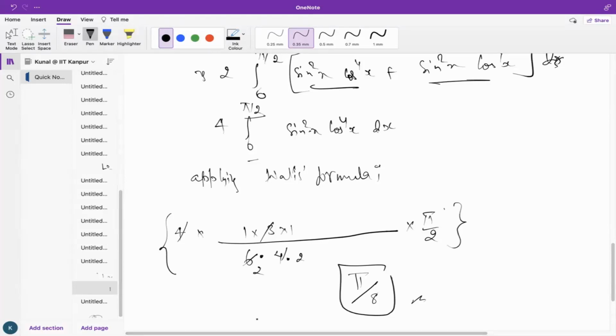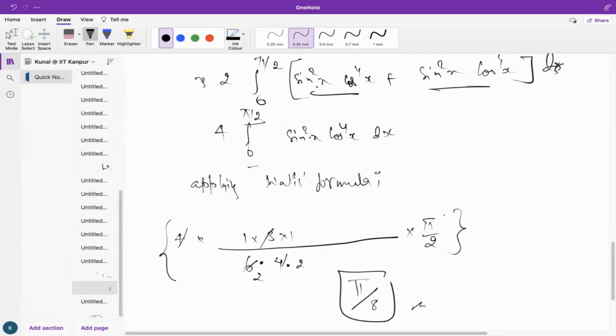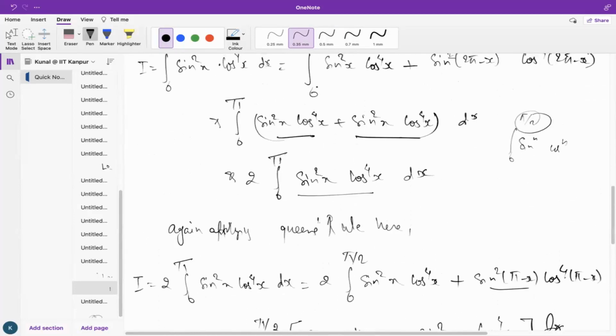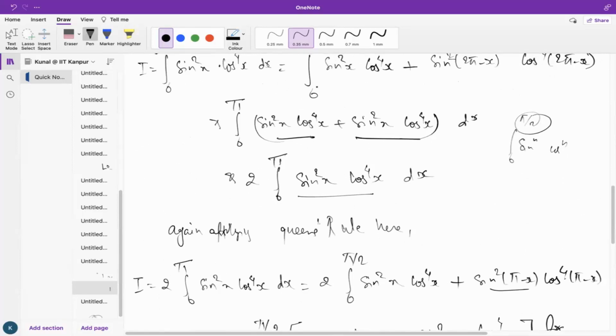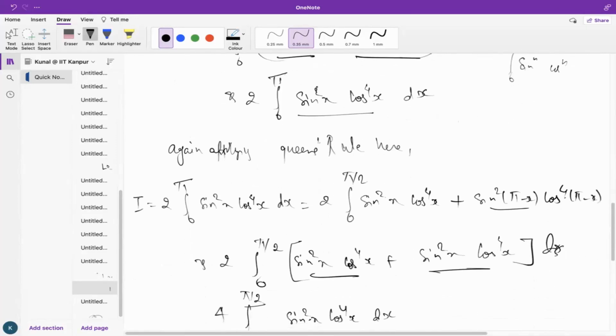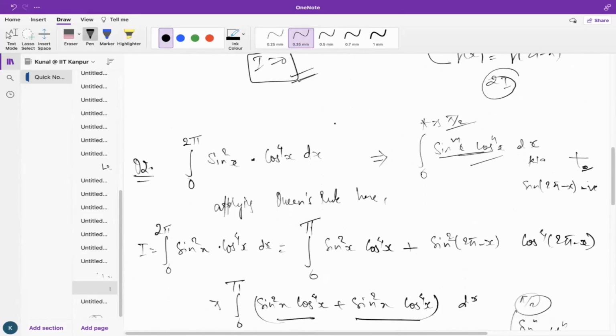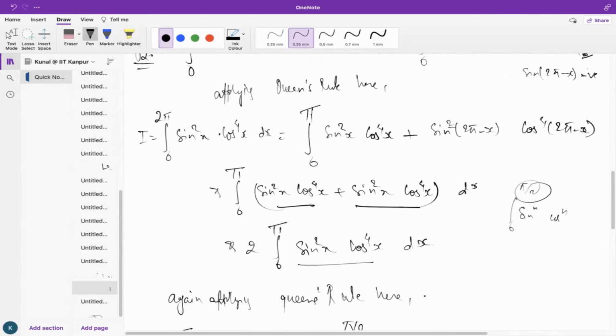Now you have to take an idea of how to approach the integrand. If you look at this problem, we are applying Queen's rule two times here, right? One time for converting the limit from 2 pi to pi, and then we are again applying Queen's rule to convert the upper limit from pi to pi by 2. So this problem is based on the application of Queen's rule in a consecutive manner.